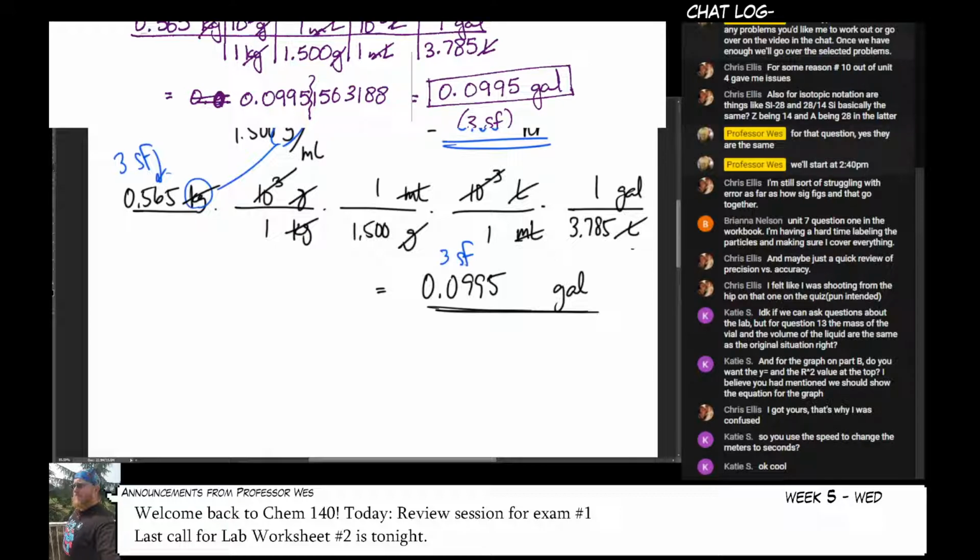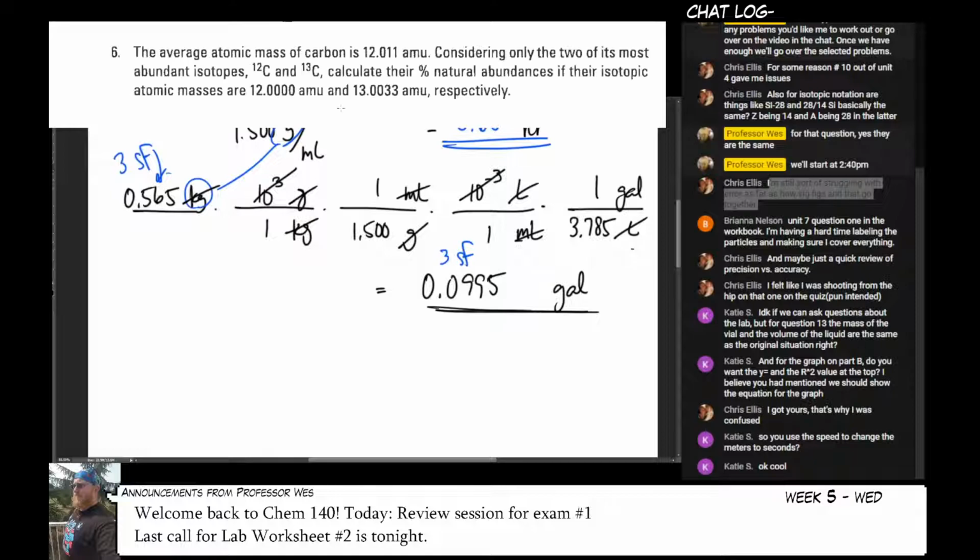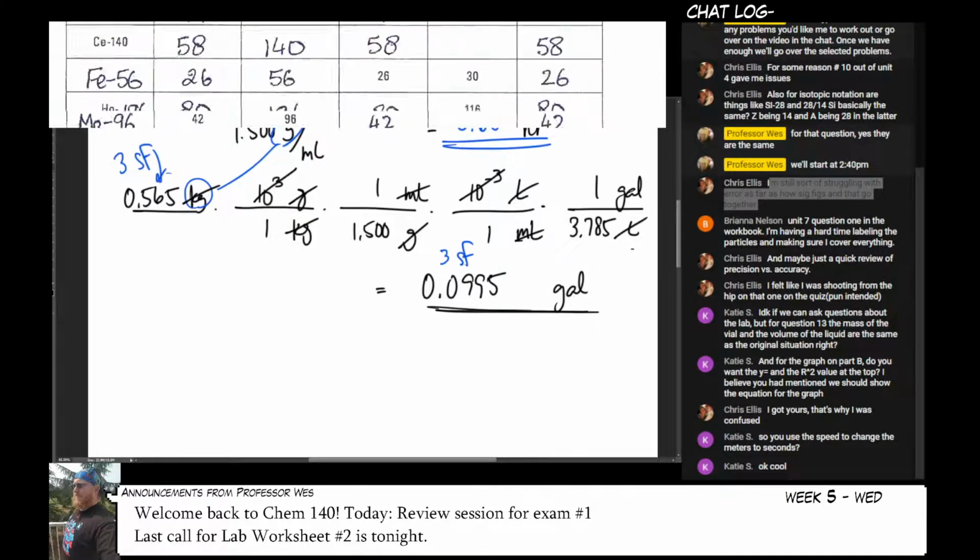All right. Where are we? Error as far as how sig figs and that go together. So Chris, I don't know if I understand your question here, so you'll have to come back to me. Brand, Unit 7, question 1. Do I still have Unit 7 open? I do. Okay. So we'll scroll all the way to 1.